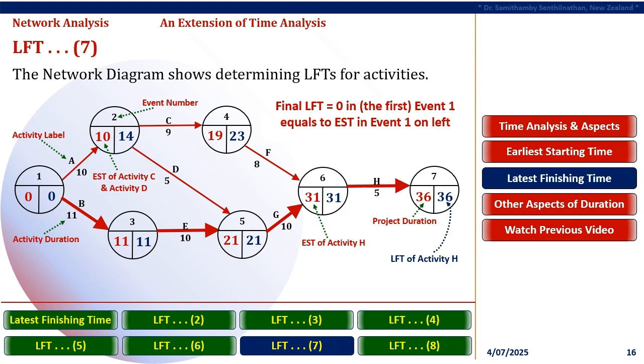The thickest arrows in the diagram indicate such activities, B, E, G, and H, and the critical path for completing the project. These critical activities cannot be delayed if the project needs to be completed in 36 months. The network diagram shows determining LFTs for activities.